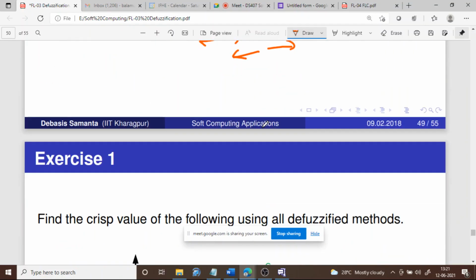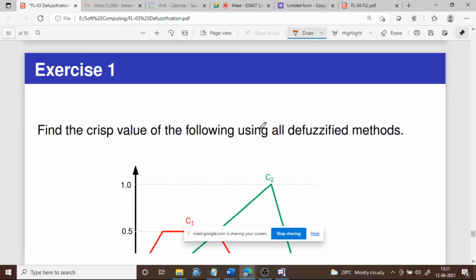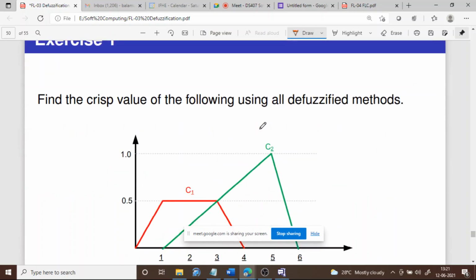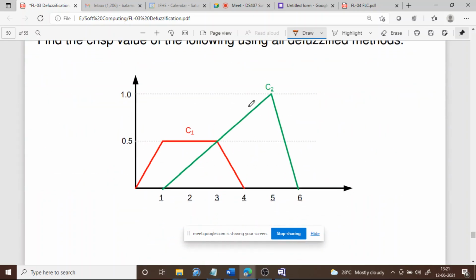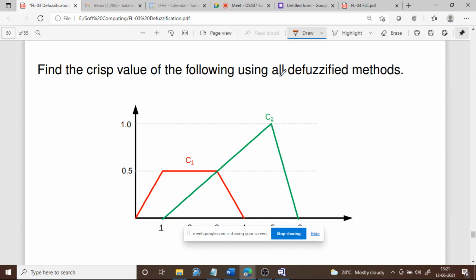So these are the various methods of defuzzification. Here we have some examples. Find the crisp value of the following using all defuzzification methods. We have discussed several methods.